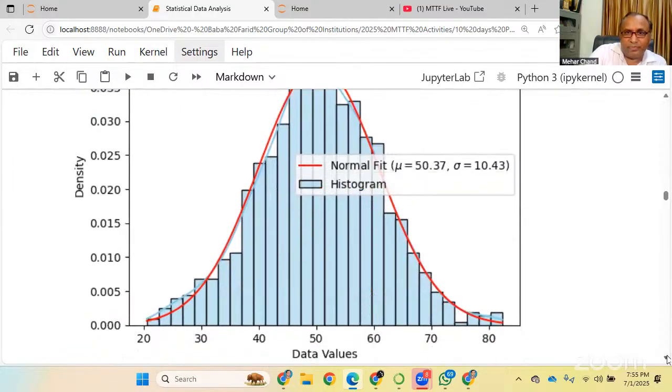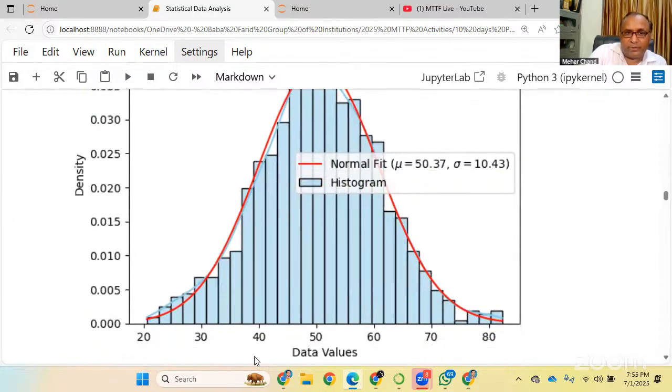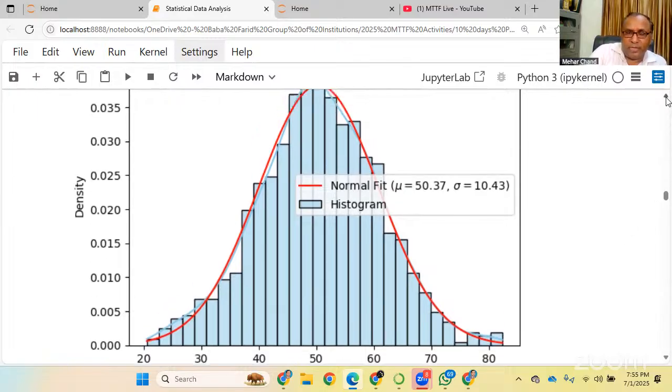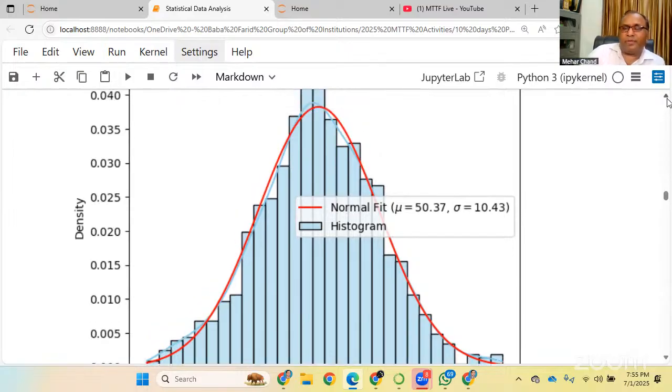You can see here on the horizontal line we have the data values from 20 to 80, 80 plus something, about 82. And inside the histogram, there is one curve in the same color, light blue. This is the KDE curve. The KDE curve also helps us see how the data is distributed.